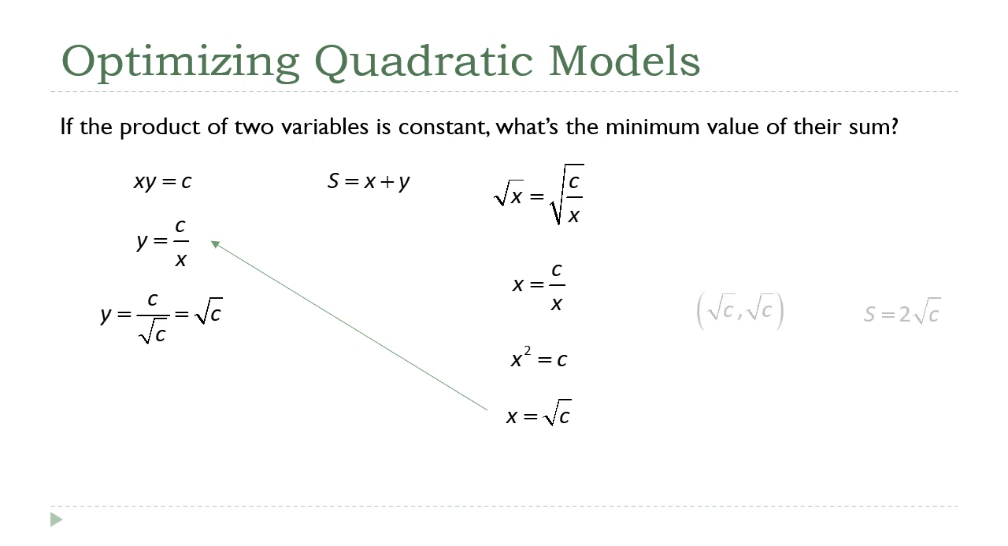So again, just to summarize the results, the minimum occurs when x and y are both the square root of c. And if we substitute those back into the sum formula, we get the square root of c plus the square root of c, which is 2 times the square root of c. Okay, so I want you to hold on to those results, right? Just put them in your toolbox. And in the next lecture, we're going to look at some practical examples of optimization problems and see how we can apply these results to help answer those questions.